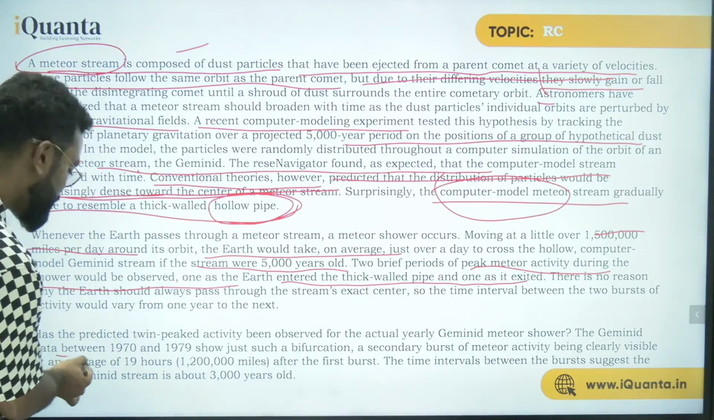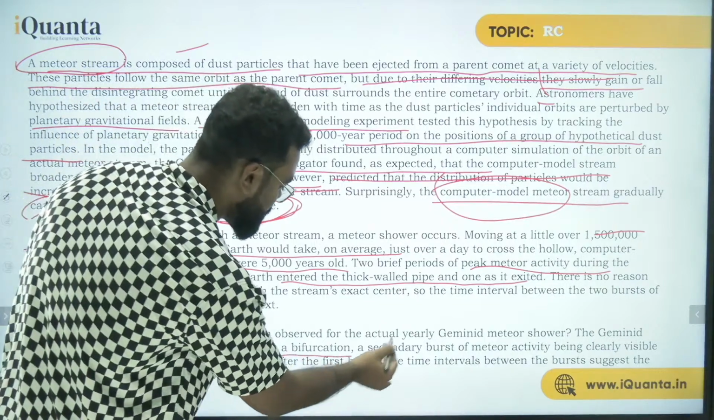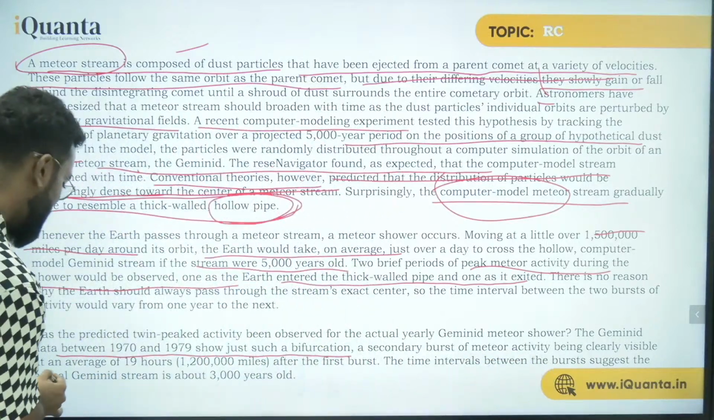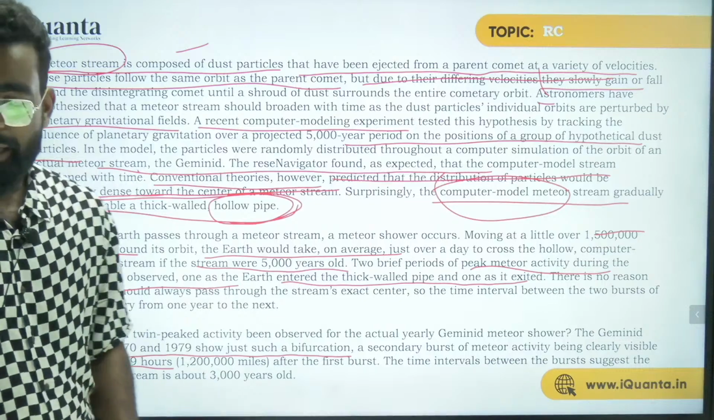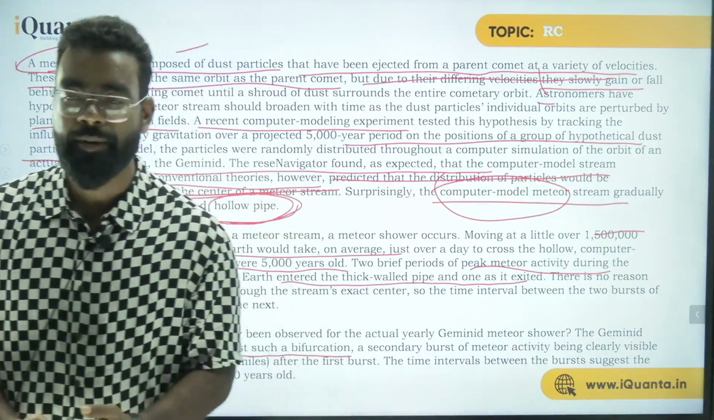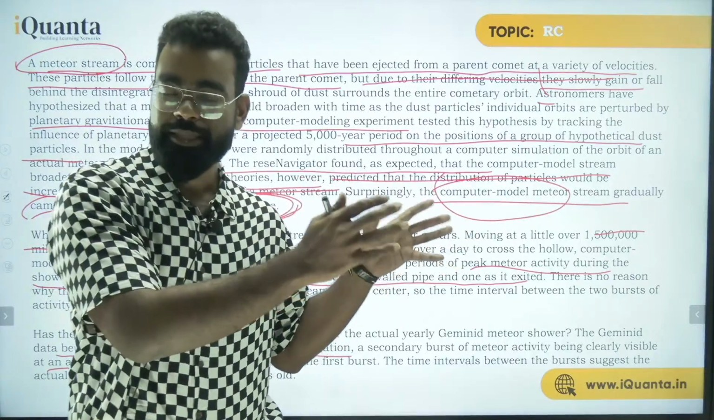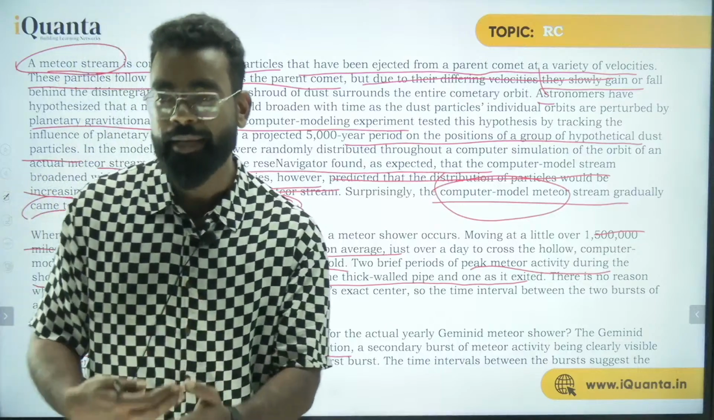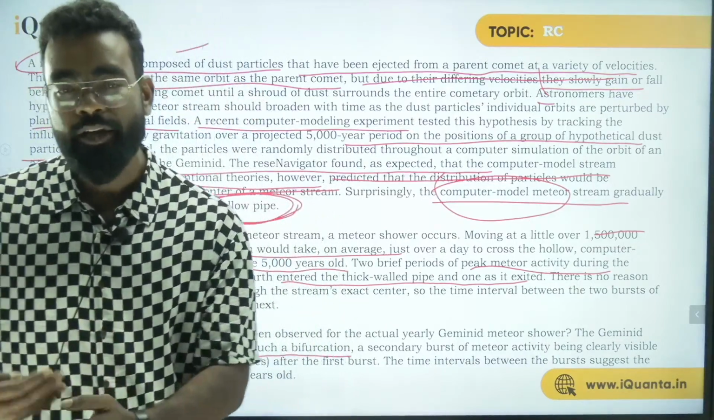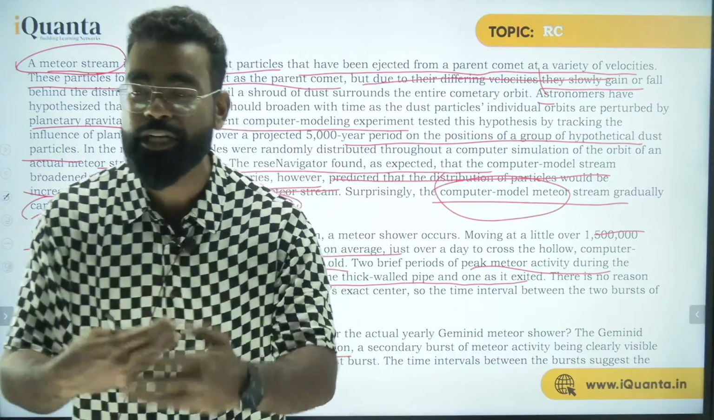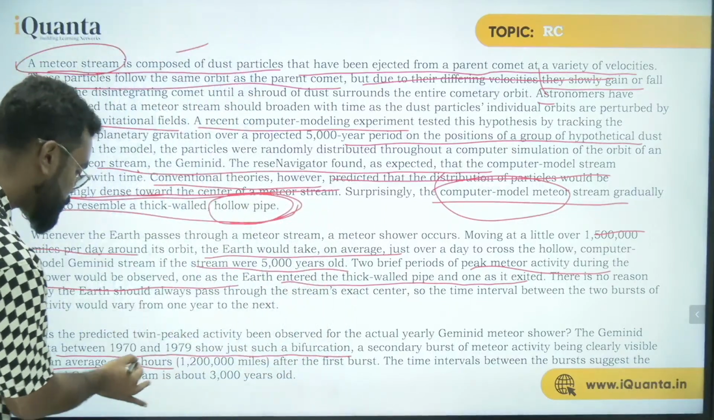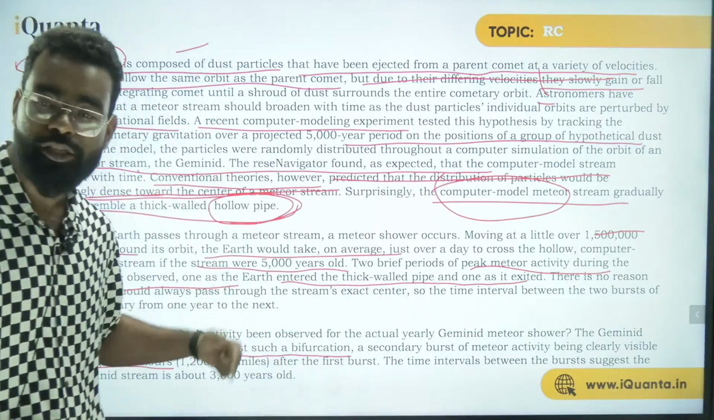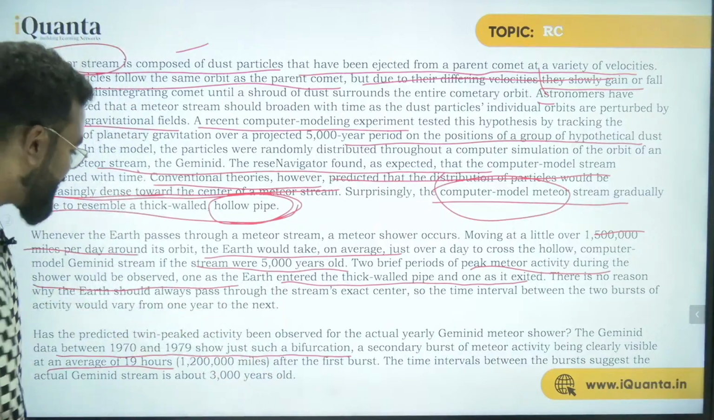Now they're saying the data between 1970 and 1979 shows such a bifurcation, a secondary burst of meteor activity being clearly visible at an average of 19 hours. Now they are saying, this was seen after 19 hours. When I had assumed 5,000 years, it should have been seen after 24 hours. But it was seen in 19 hours, meaning my observational data shows 19 hours. So I am getting a contradiction. Do you understand? This is a very important thing to mark, because once we have said it takes more than a day, now it is saying it takes less than 24 hours. So it is 19 hours now.